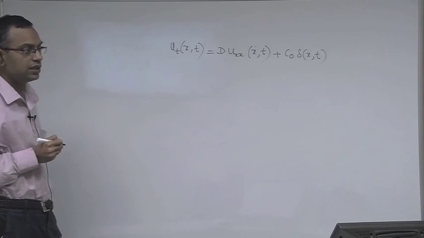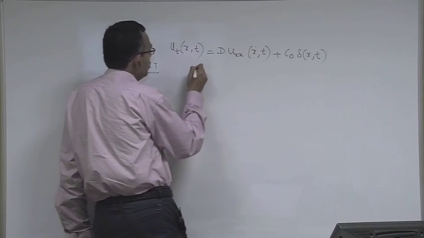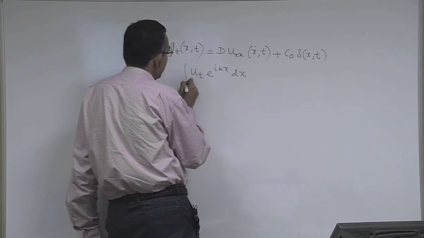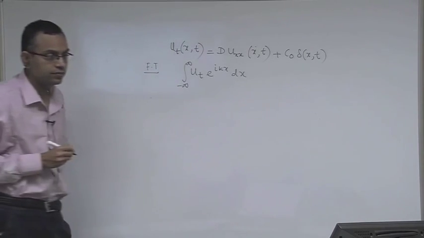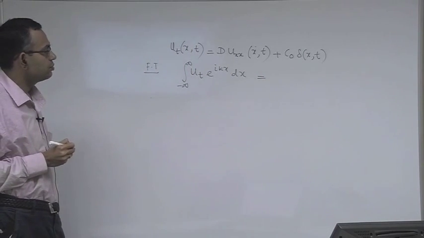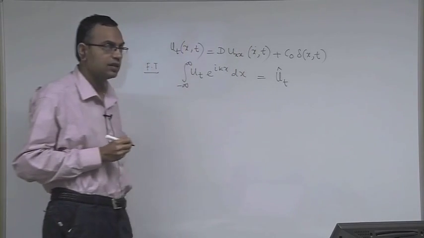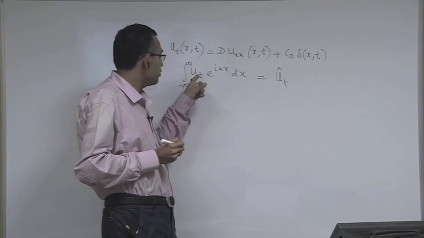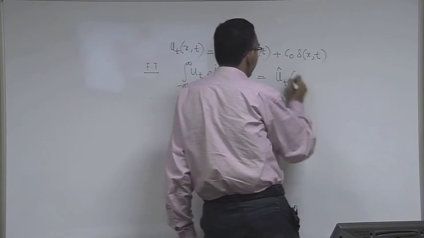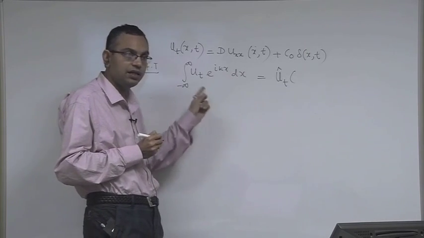So, we will first take a Fourier transform. So, u t e to the power I k x dx from minus infinity to infinity. So, what will be this? Just by the notation, we will write it as ut hat. Ut hat is the Fourier transform of ut, just a shorthand way of writing this. It is a function of what? It is no more a function of space because it has been integrated over space. So, it is a function of k and t.